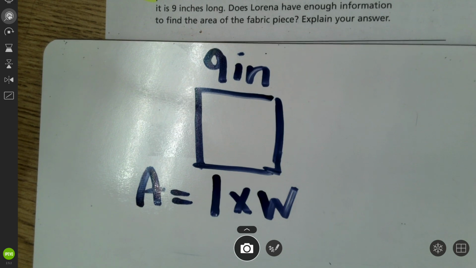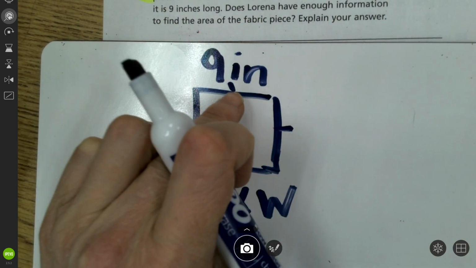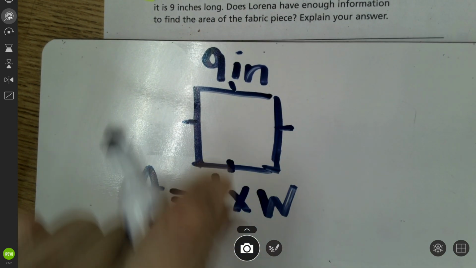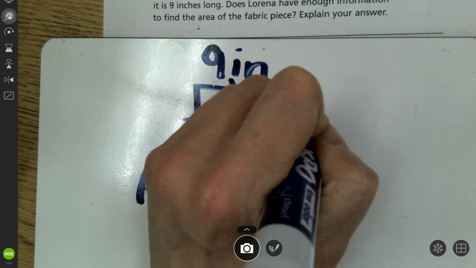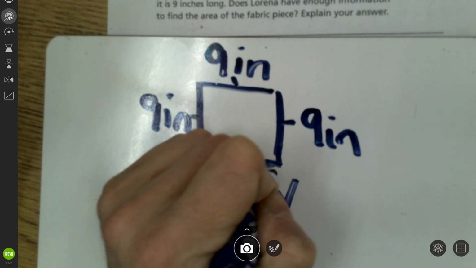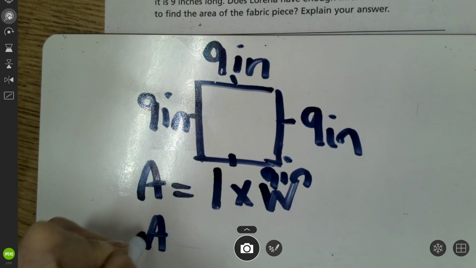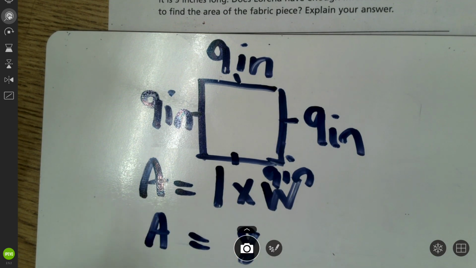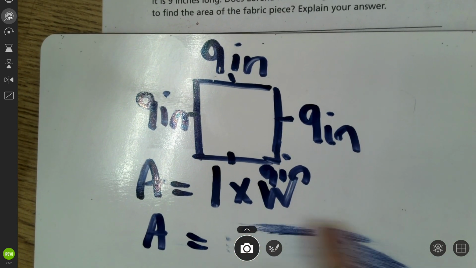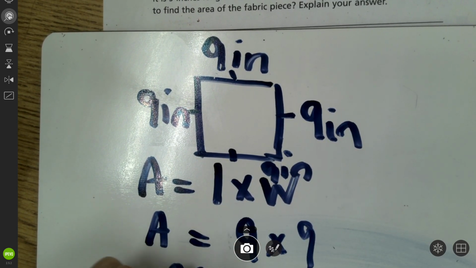Oh, good job, V-Bug. They're equal. So if one side we know is 9, what do the others have to be? 9. They all have to be 9. Okay? So in a square, all sides are the same length. So that means we could solve this. Length times width, they're both the same. The length and the width are the same. Oh, I wrote 8 times 8. Whoops. 9 times 9.